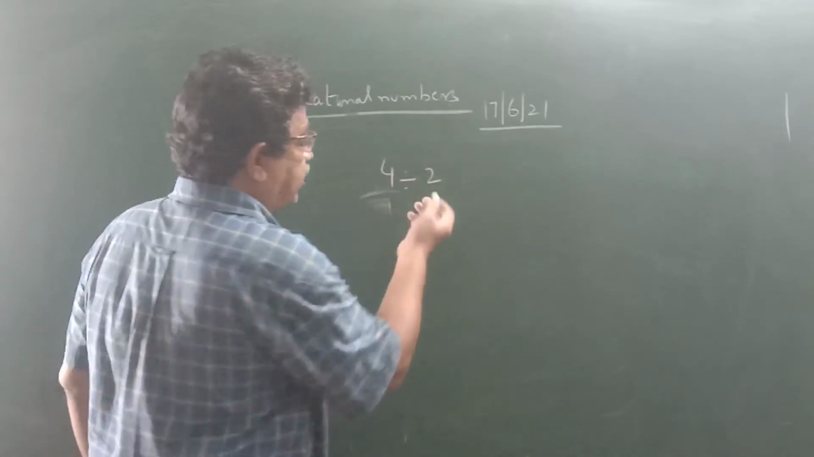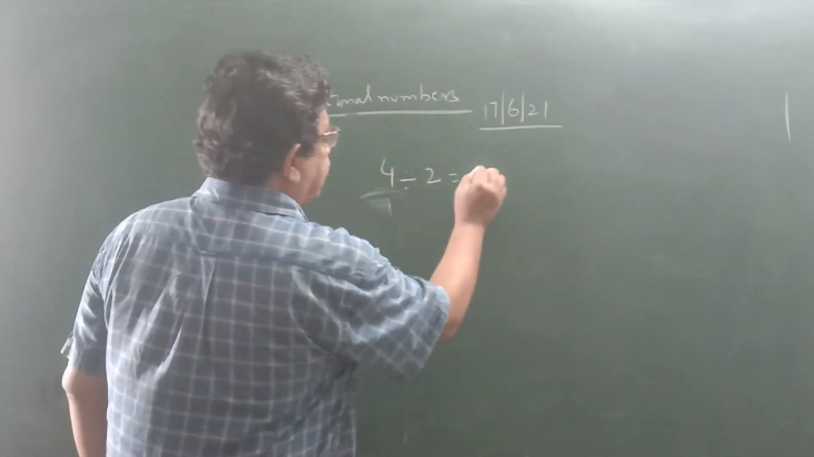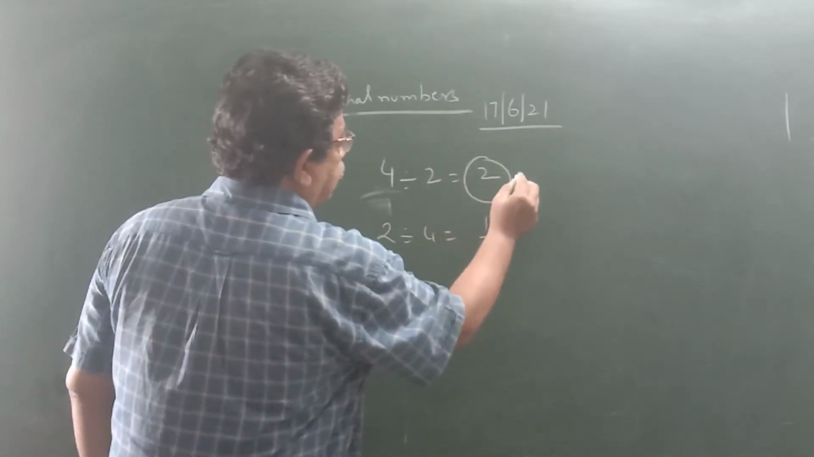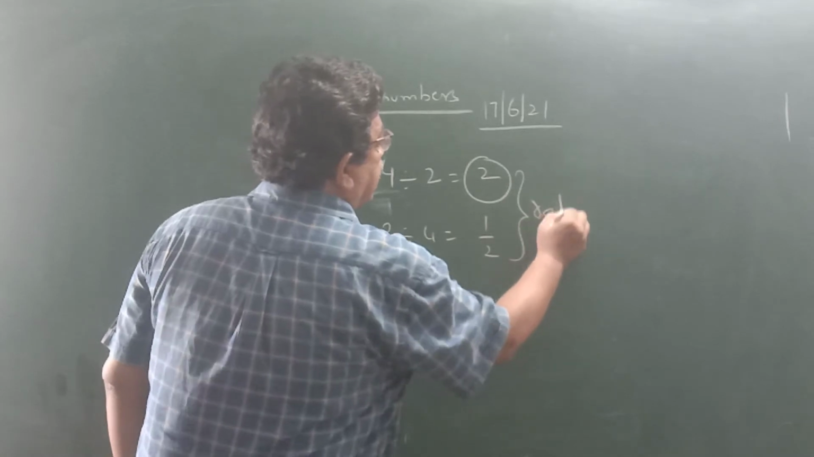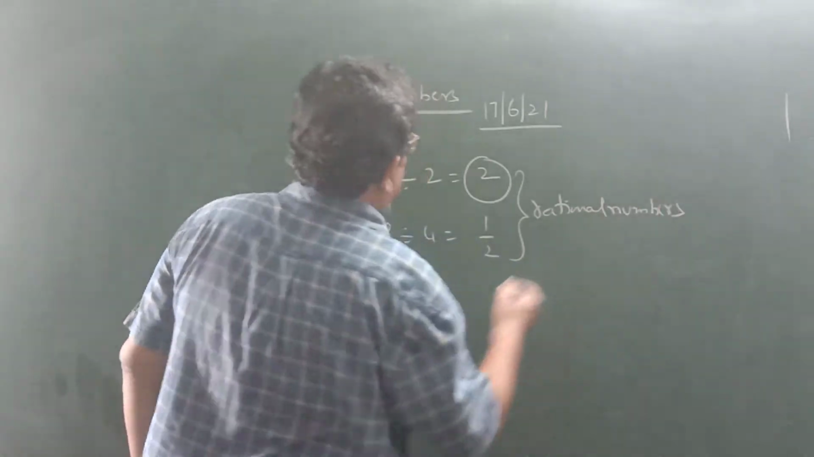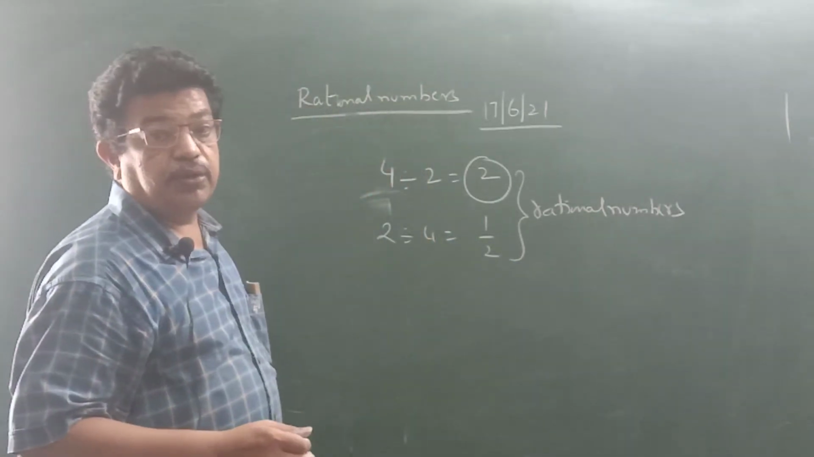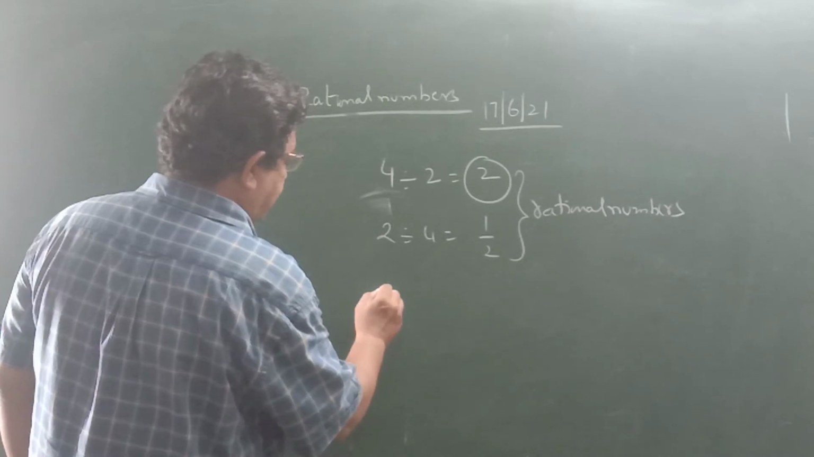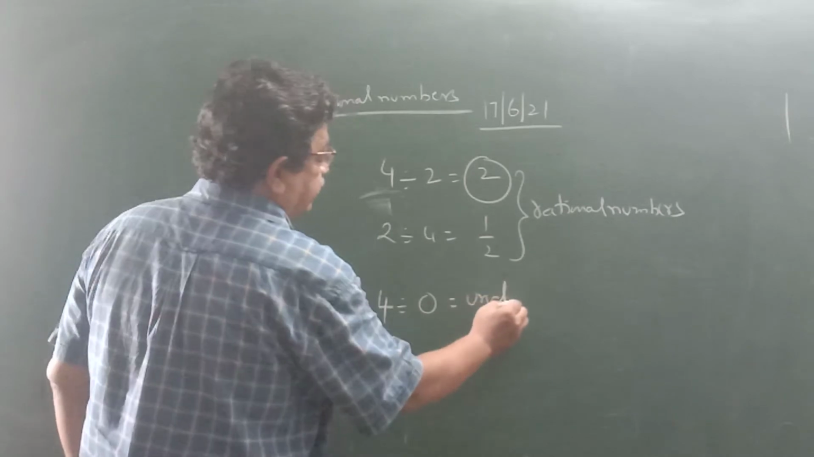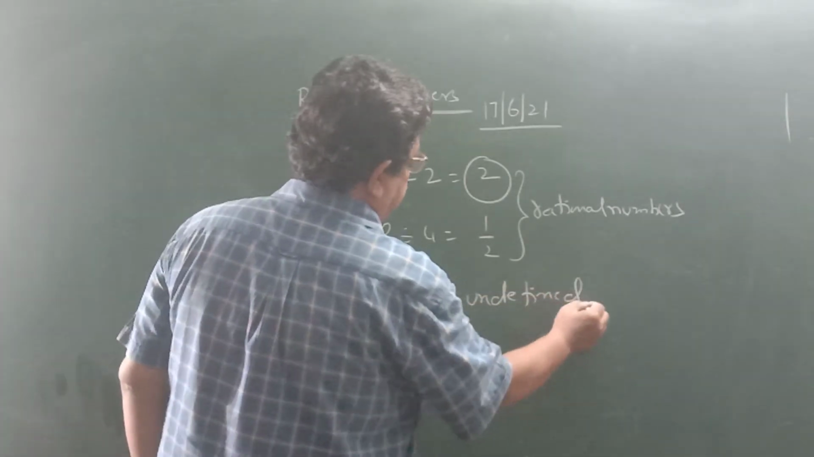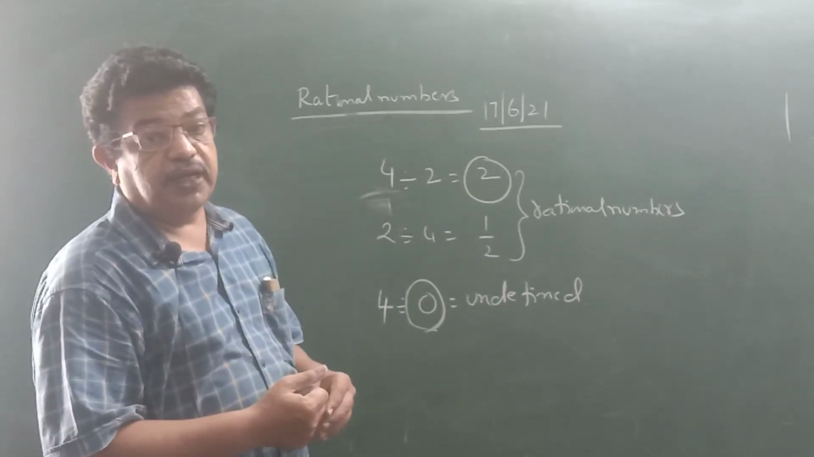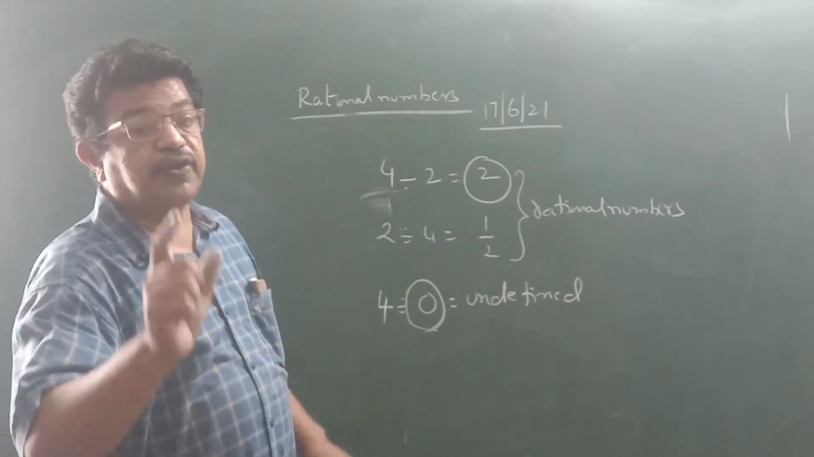4 is divided by 2, which is another rational number. The result is equal to 2, or 2 is divided by 4, the result is equal to 1 by 2. In both the cases, 2 and 1 by 2 are rational numbers. So, from these examples we say rational numbers have closure property under division. Suppose you divide 4 by 0, the value is undefined, because division by 0 is not possible. So, rational numbers have closure property under division except for 0.